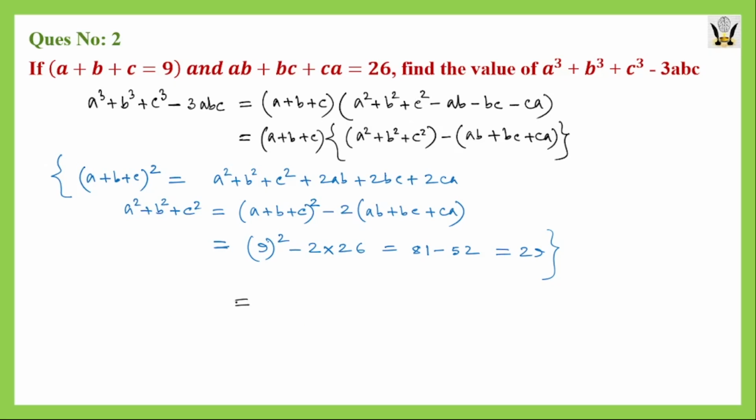So if we now go back to our previous calculation, then in place of a plus b plus c, we can put the value 9, and then we have here a square plus b square plus c square, and that value we have already calculated, which is 29, and then minus ab plus bc plus ca, and that value is 26, that is given. So finally it will be 9 times (29 minus 26), that is 9 times 3, so it will be finally 27.